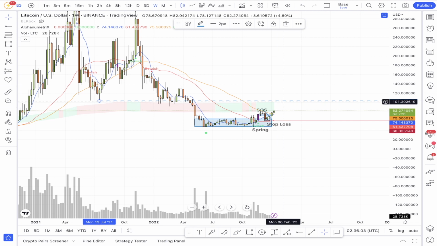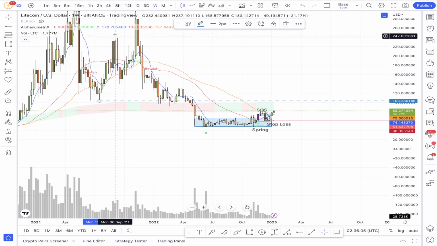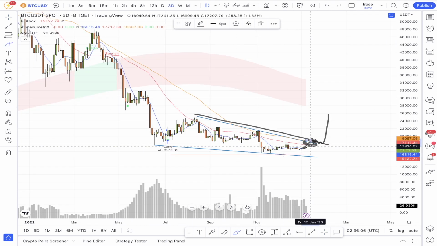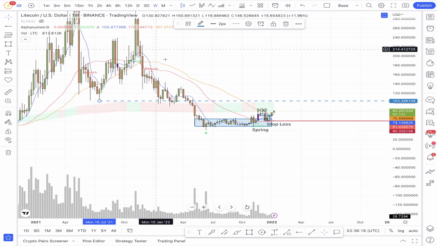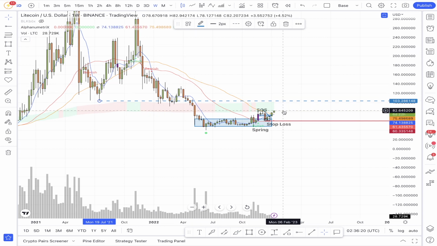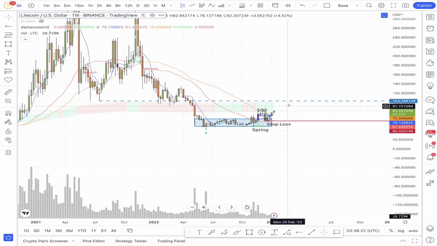So let's say Litecoin rallies up to 100. And then that correlates with Bitcoin being at the top of its resistance. If Bitcoin can't break out of the falling wedge, then Litecoin's not going to break out either. So watch that $100 mark, which is not a huge trade. That's like a 25% move.